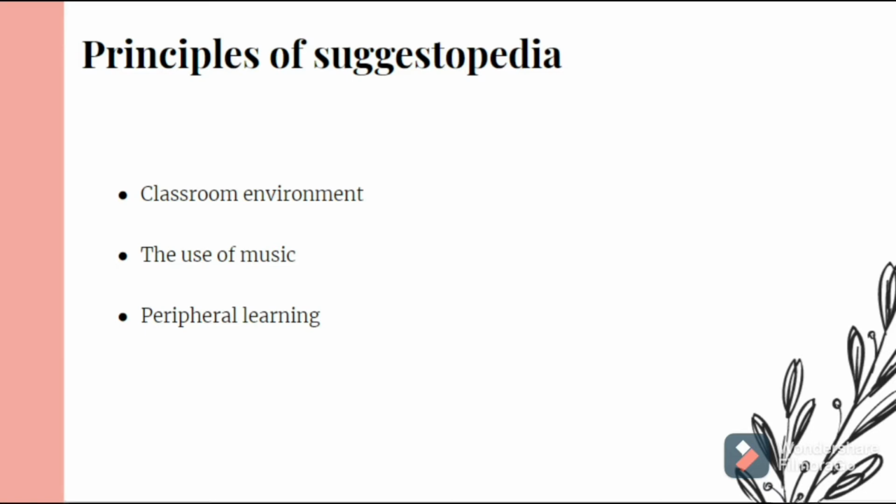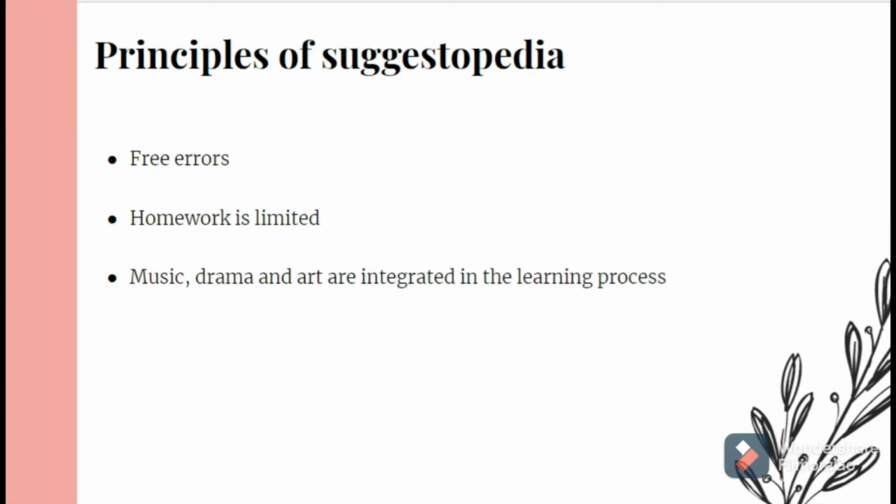Third one is peripheral learning. The students learn English not only from direct instruction but also from indirect instruction. It is encouraged through the presence in the learning environment of posters and decoration featuring the target language and various grammatical information.